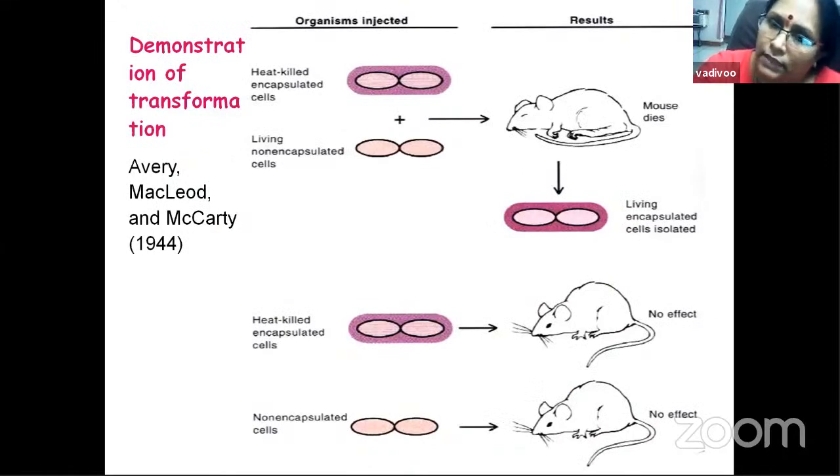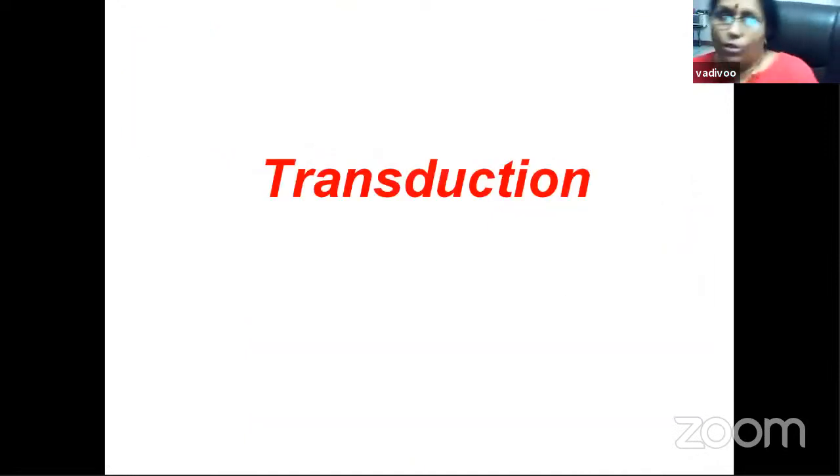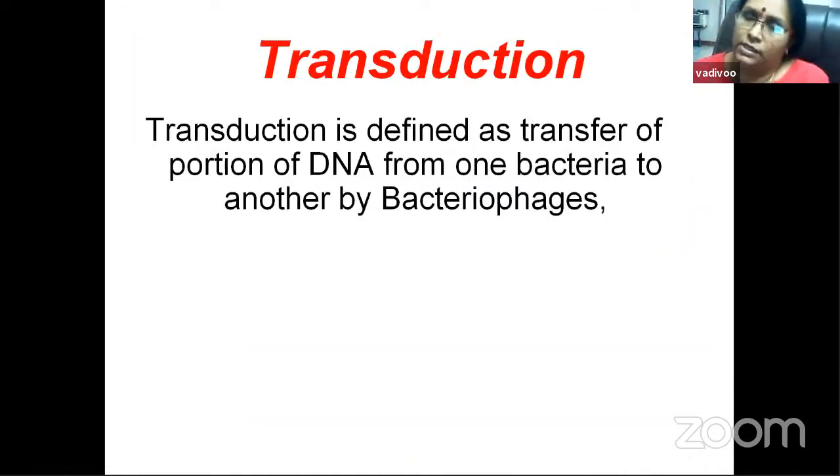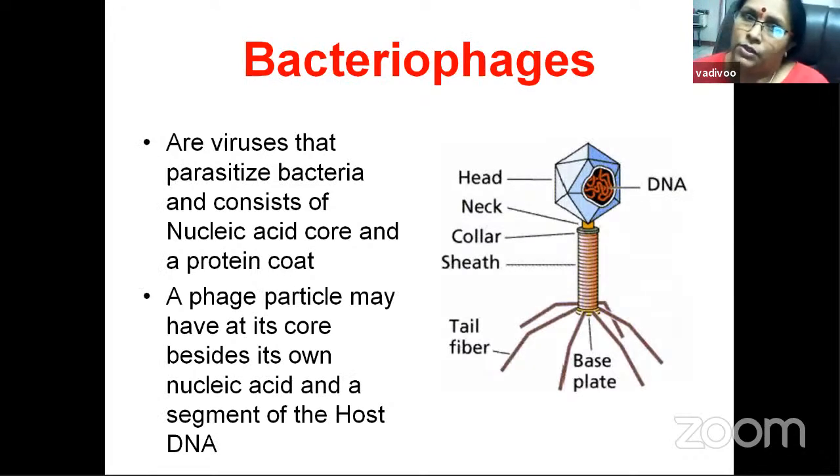This is another pictorial demonstration. You can see it later. So next we go to transduction. As I have told you, it is the transfer of genetic element, bacterial DNA, by bacteriophages, which are viruses that infect bacteria. This is the structure of a bacteriophage, which will again be taught in virology. These are the phage particles. It looks like a space vehicle. This bacteriophage goes and sits with its tail fiber on a bacterium and injects the genetic element.